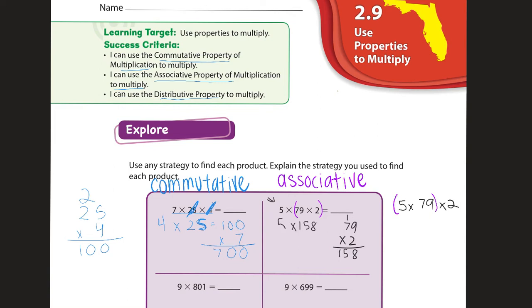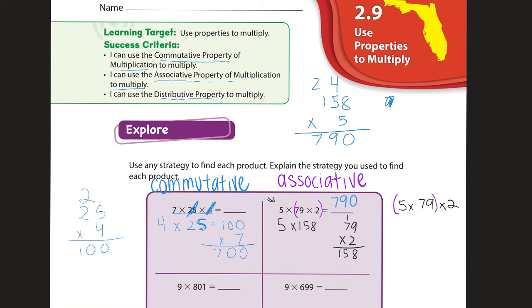Now I have 158 times 5. But I know how to do that as well because I learned how to multiply one digit by 3 digits. So let me write that somewhere else. I'm going to work out this problem. 158 times 5. 8 times 5 is 40. 5 times 5 is 25, plus 4, 29. And 5 times 1 is 5, plus 2 is 7. So my answer is 790.